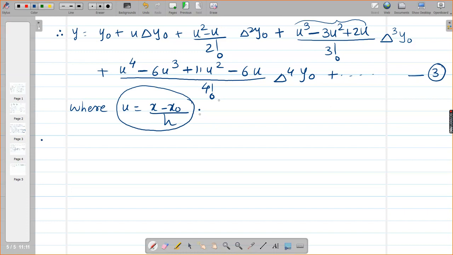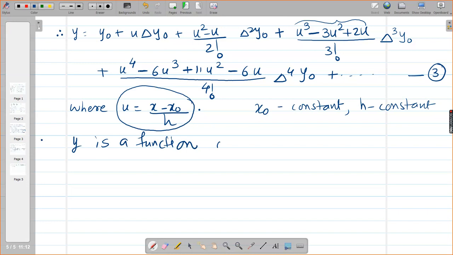u is x minus x naught divided by h. u is a function of which variable? u is expressed in terms of what? x. x naught is a constant, right? The first value in the table. And h is also a constant, right? So u is going to vary according to x. u is expressed in terms of x. So what you can say here, y is a function of u, and u is a function of x. Yes or no? x.